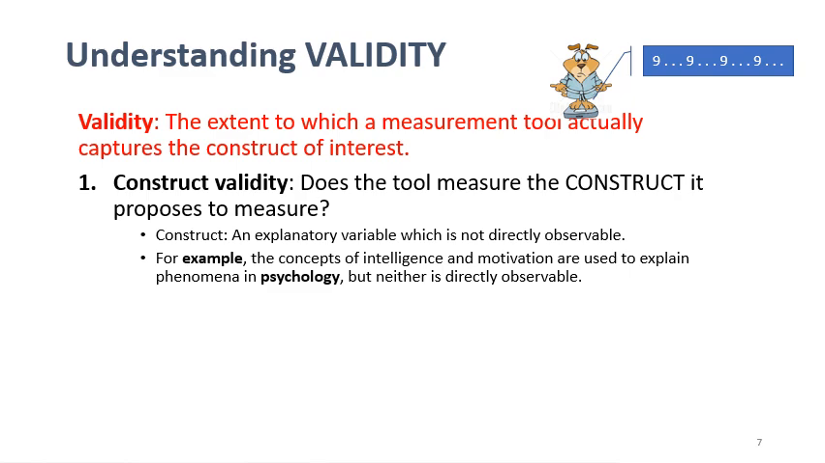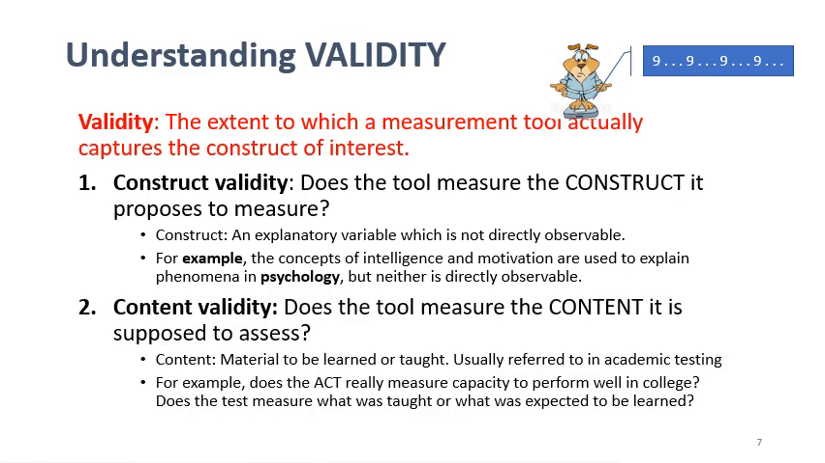For example, we remember what a construct is. It's an explanatory variable that's not observable, not directly. And of course, intelligence and motivation are used to explain phenomena in psychology, but neither is observable. And then we have content validity. Does the tool measure the content it's supposed to assess? When we think of that, we think of, like in this class, those little quizzes that you take. Those are the content of this class, and if that little quiz really measures your understanding of this course's content, then it would be a valid tool. We're going to concentrate on construct validity.